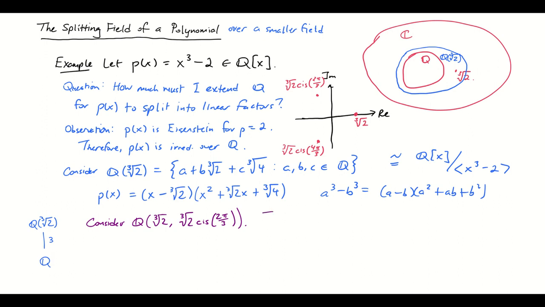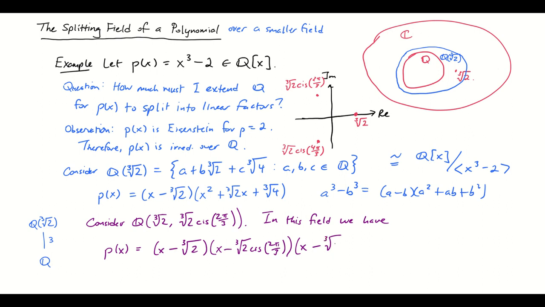In this field, we have p of x equals the same factor as before, x minus cube root of 2, times this other factor. What's it going to factor into? Well, I claim that it's going to factor into x minus cube root of 2 cis of 2 pi over 3, and then the other factor is going to be x minus cube root of 2 cis of 4 pi over 3. I claim that those will be the two factors.